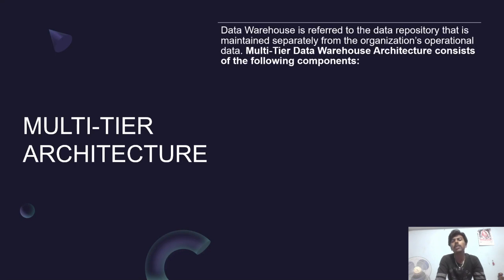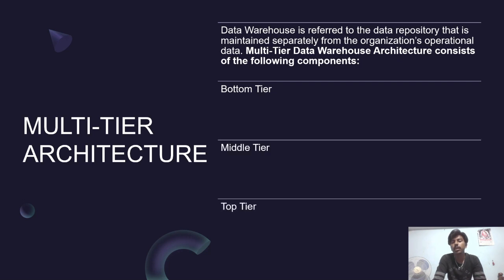Multi-tier architecture in a data warehouse refers to a data repository that is maintained separately from an organization's operational data. Multi-tier data warehouse architecture consists of the following components. There are three tiers: the bottom tier, the middle tier, and the top tier.